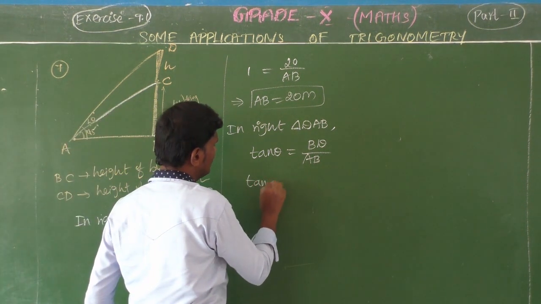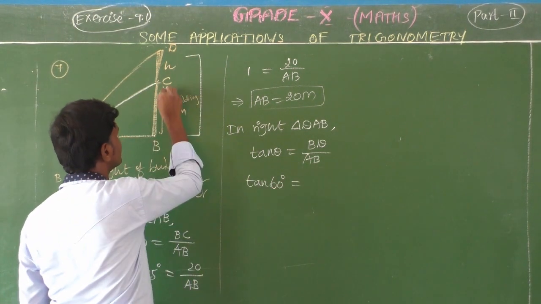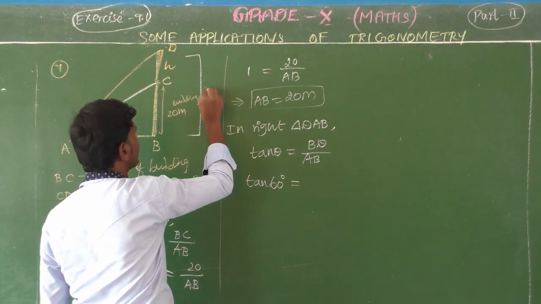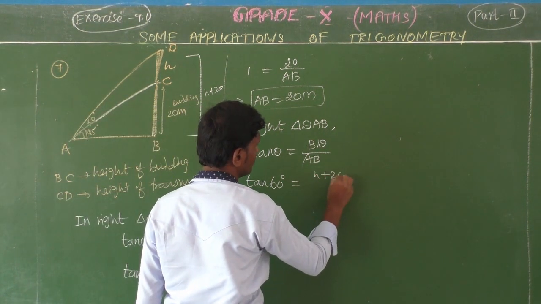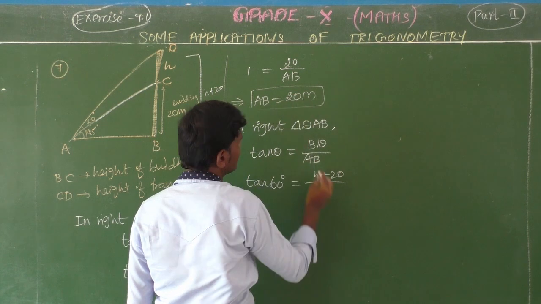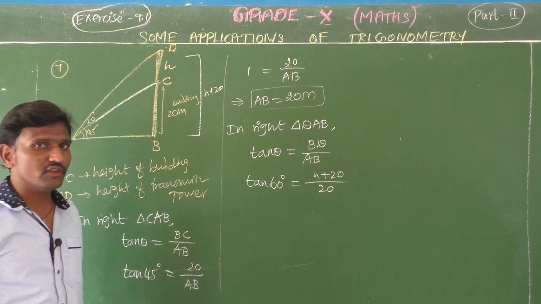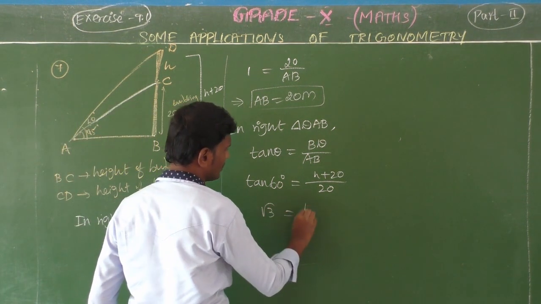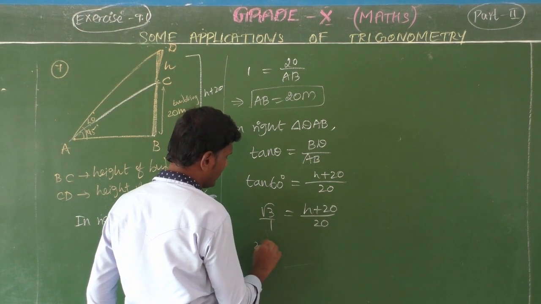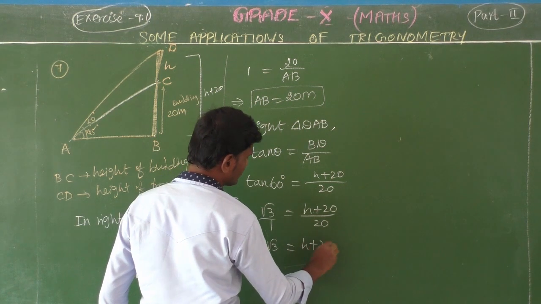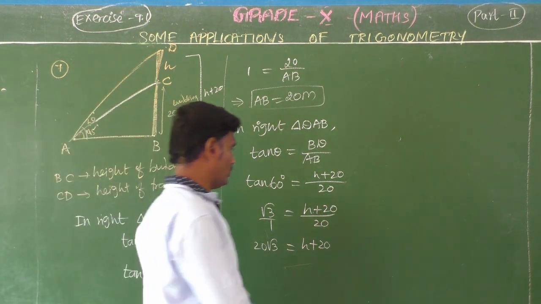Now tan 60 degree is equal to BD. This is the total value, the height of the building 20 and the height of the transmission tower, so totally H plus 20, whole divided by AB, which you already know is 20. And do you know the value of tan 60? Yes, that is root 3, which is equal to H plus 20 whole divided by 20. Now I am going to take cross multiplication. 20 root 3 is equal to H plus 20.